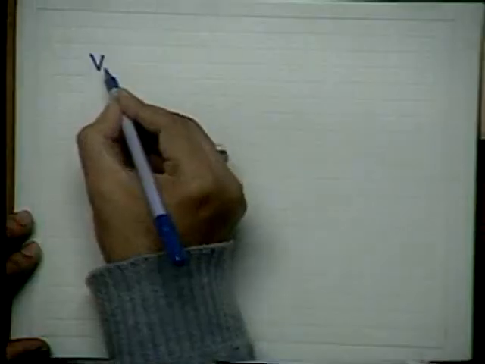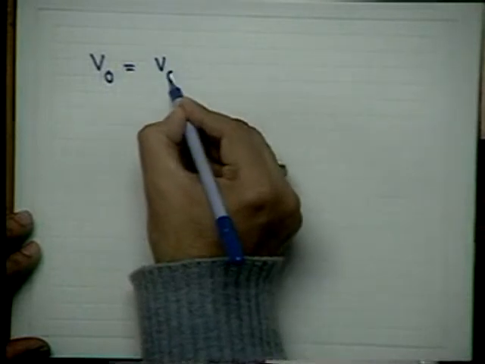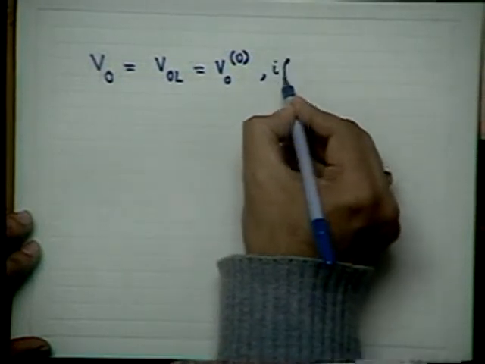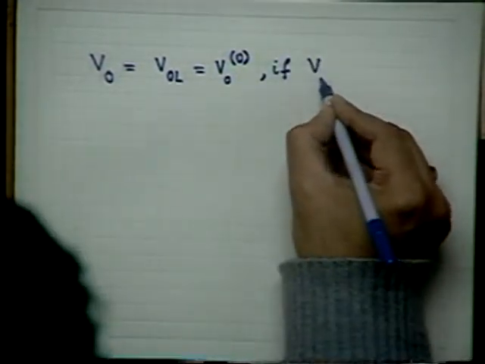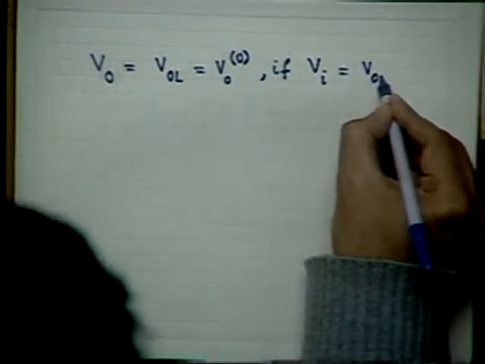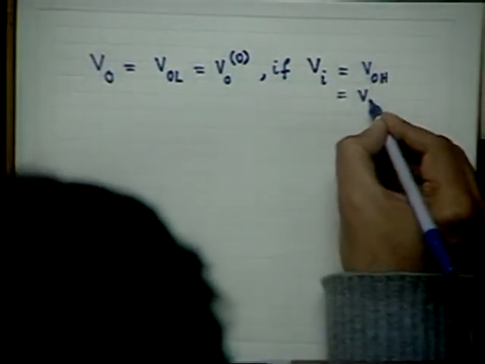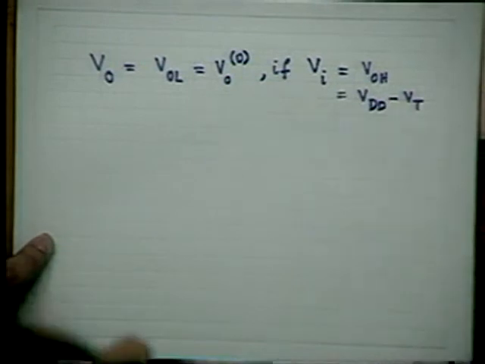Now suppose you have already got the value of VOH, but I am now interested to determine the value of VOL. What to do? You know that VO is equal to VOL if VI is equal to VOH, and that is equal to VDD minus VT, correct?